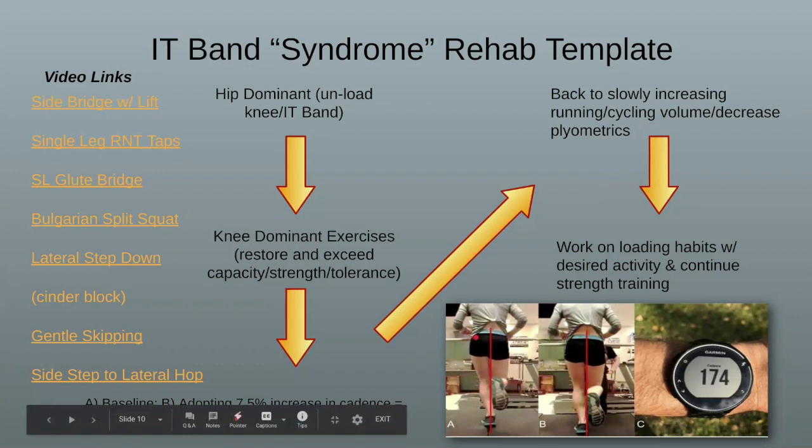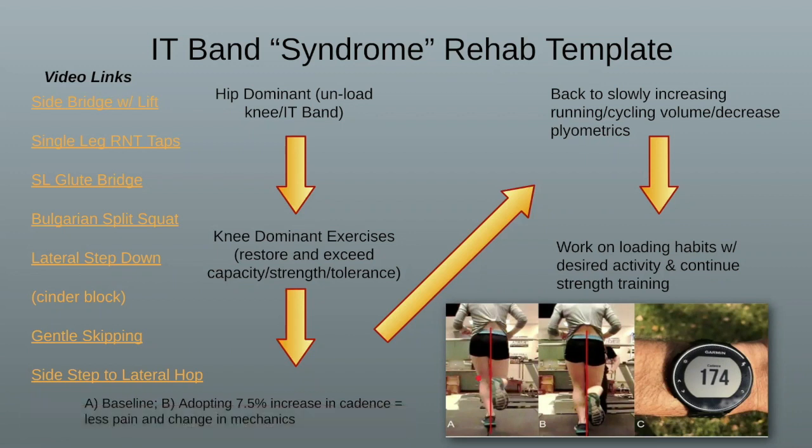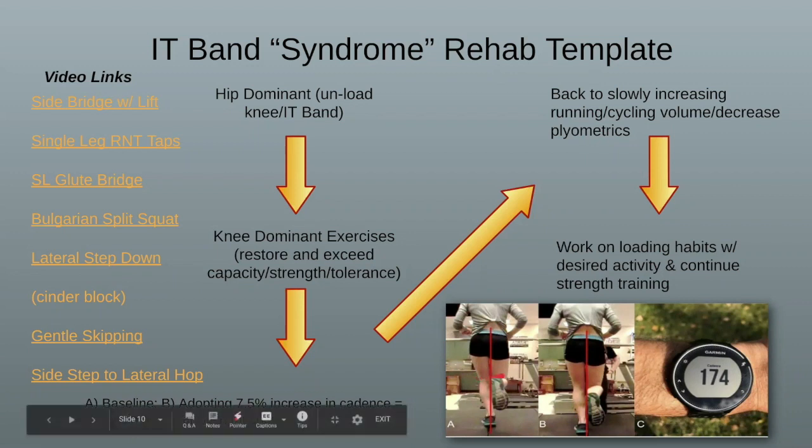So if you look at this picture here, and this is something that we'd actually probably do at the very beginning too, if knee pain is not too bad. In this picture, this person had come into the clinic with some IT band pain, some lateral knee pain. And so they measured their cadence. And this picture is actually the same day, but all this person did was increase their cadence by about 7.5%. So you can see here that she was running at about 174 steps per minute.